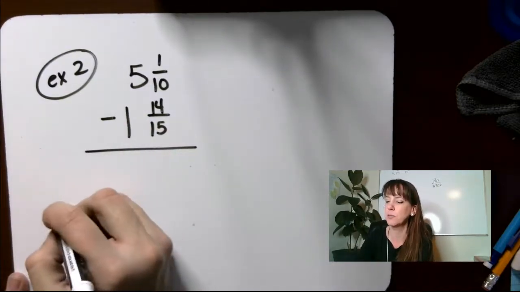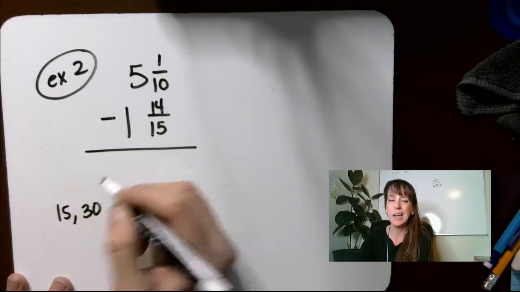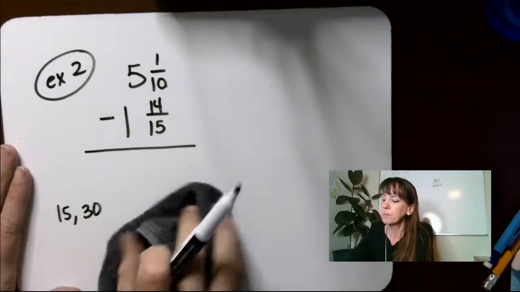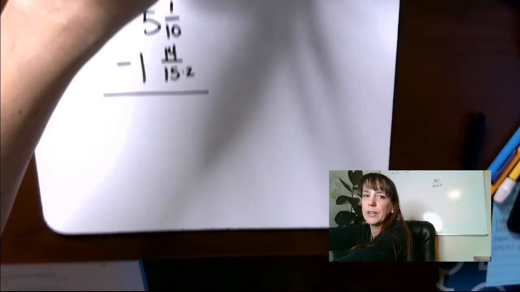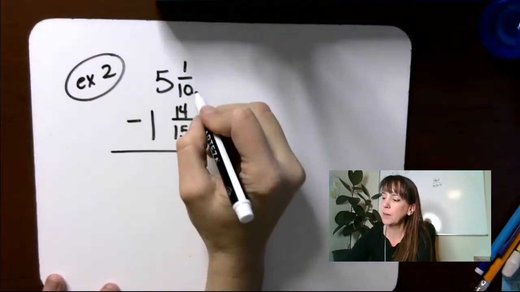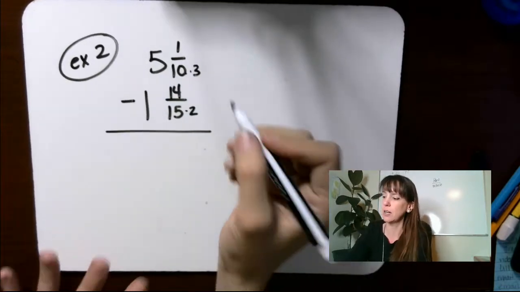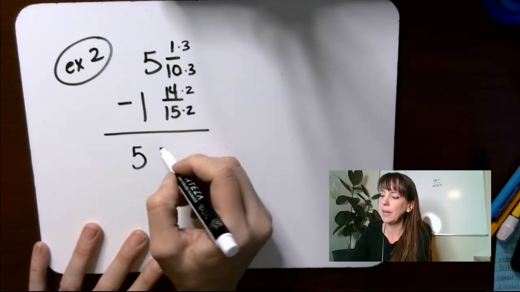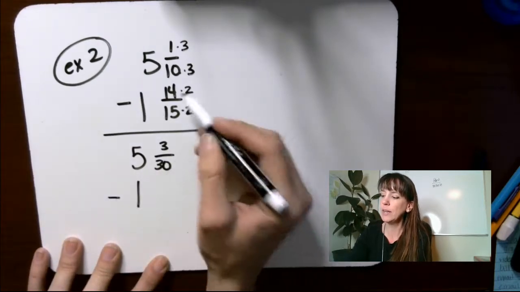Let's think of all our multiples of 15. We have 15. If we then times 2, we have 30. We can stop right there because we know 30 is going to be a multiple of 10, right? So if I multiply 15 times 2, I will get 30. And if I multiply 10 by 3, I will get 30. But remember, whatever I do on the bottom, I have to do on the top. So this is going to be times 3. This will be times 2. So I end up with 5 and 3/30 minus 1 and 28/30.